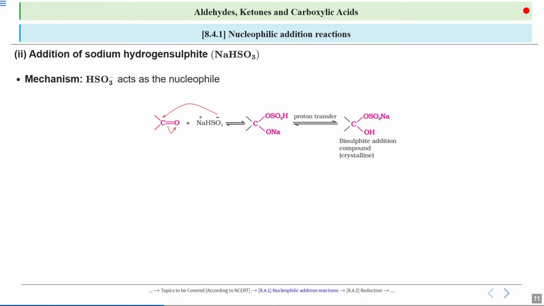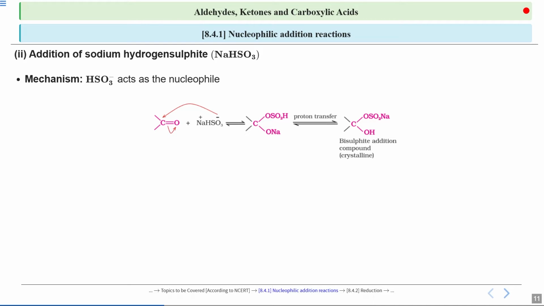So look at this given diagram. Sodium bisulfite gives HSO3 minus ion in solution. So this gives Na plus and HSO3 minus. Now HSO3 minus, being a nucleophile, will attack this carbonyl carbon. When it attacks, the electron density will shift towards the oxygen and oxygen gets a negative charge. And OSO2H or SO3H gets attached. And to this negatively charged oxygen, sodium gets attached.